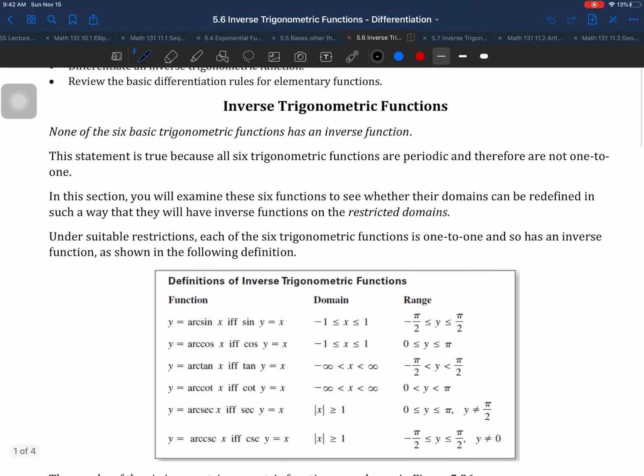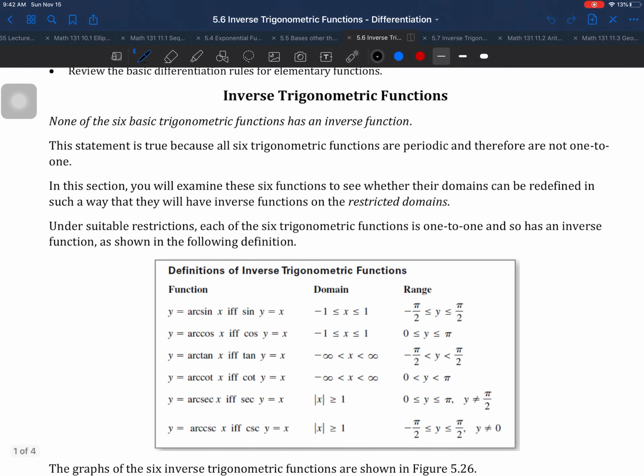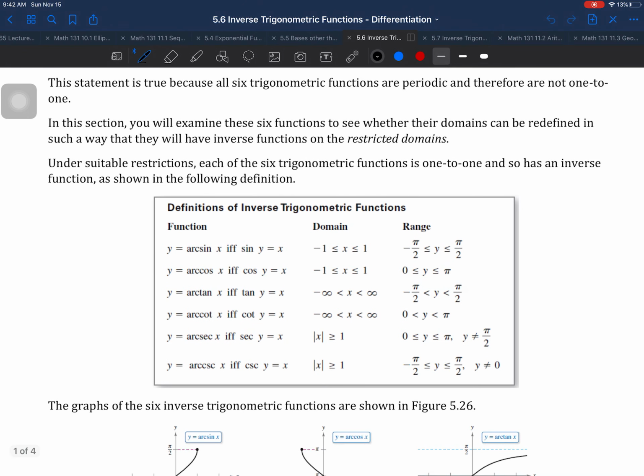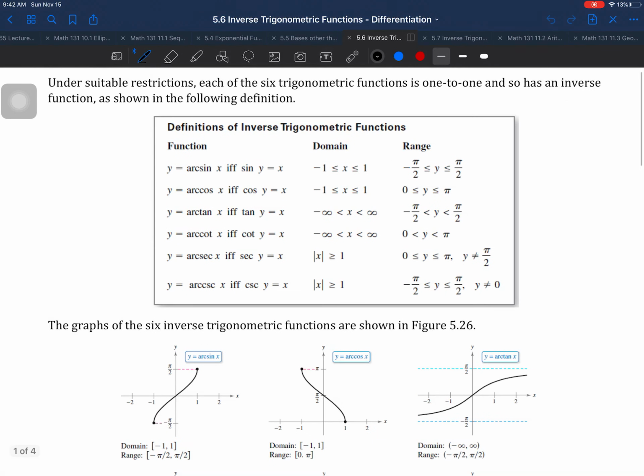So in this section, you examine these six functions to see whether their domains can be redefined in a particular way, such that the inverse functions will be restricted with their domains. Under this suitable restriction, each of these six trig functions will be one-to-one, and so it will have an inverse function, as shown in the following definition. The definition of an inverse trig function is as follows.